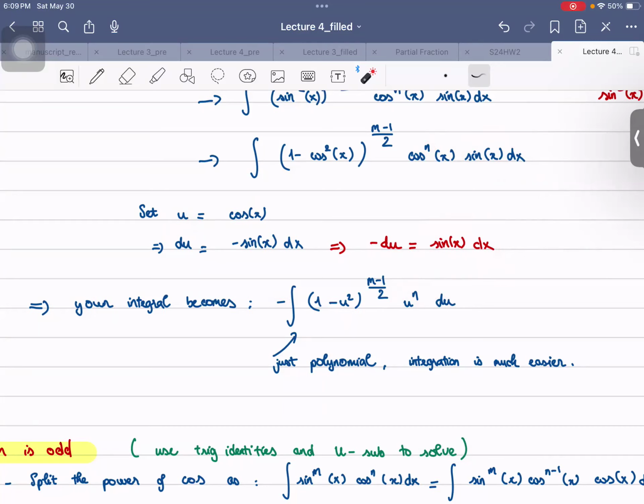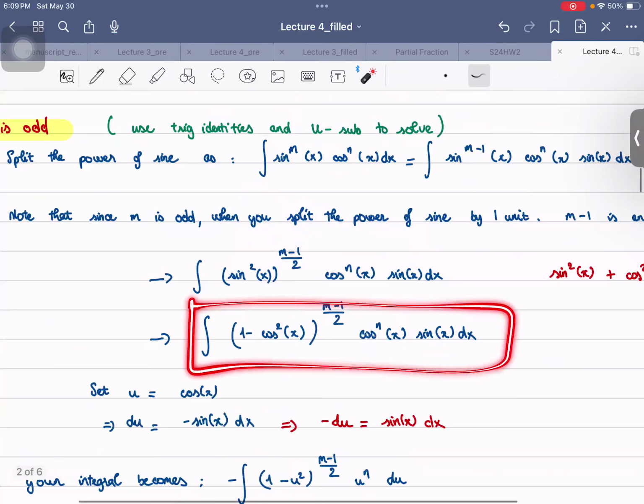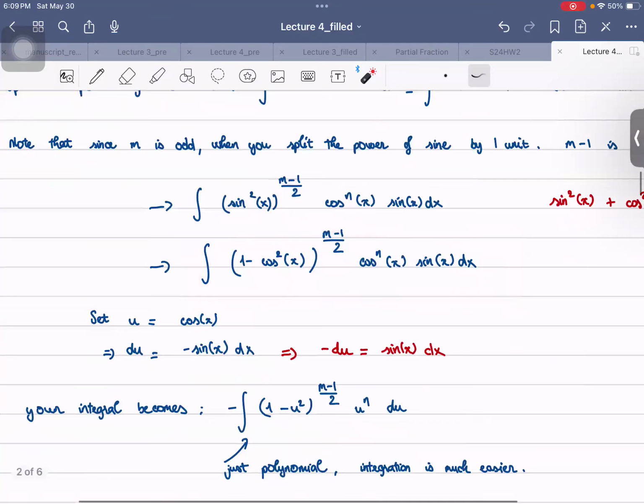Let me repeat once again. You have some extra function over here, and that extra function is sine. The rest is a function in terms of cosine. You can think that the derivative of cosine is sine, so you decide that you will use u substitution. When you take the derivative of u, the extra thing you have over here will appear on the right hand side. So you have evidence to translate this integral in terms of x into an integral in terms of u.